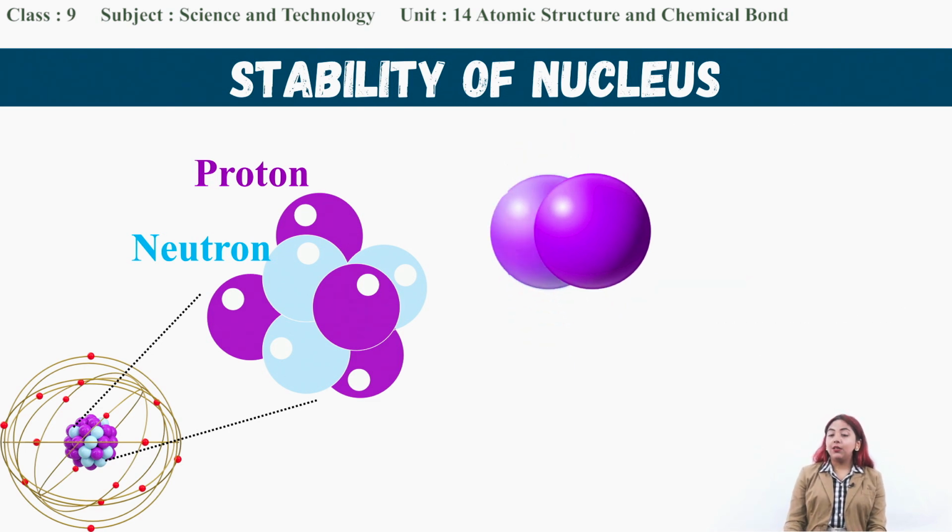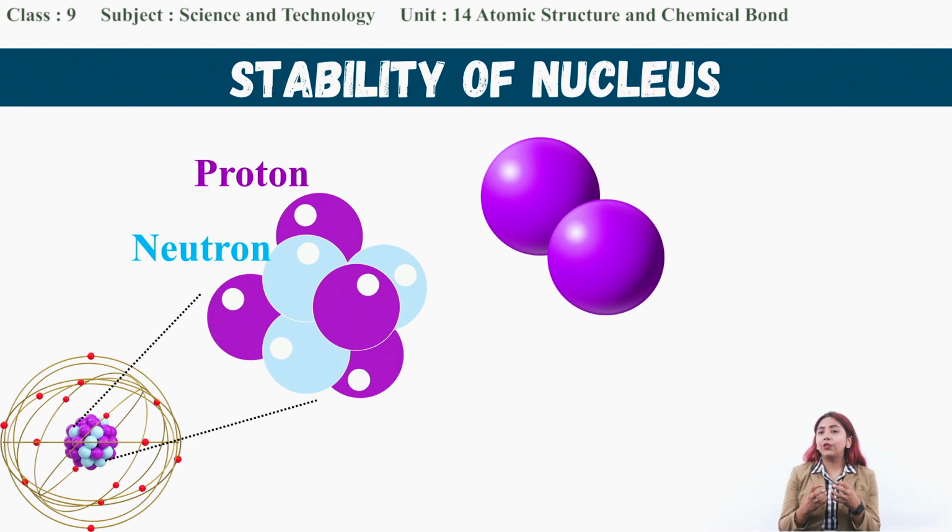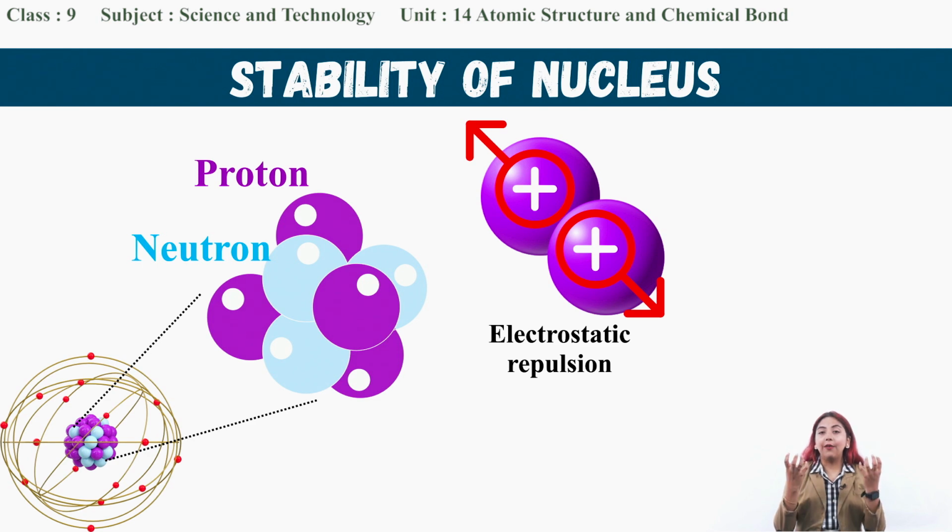Now, since both protons have a positive charge, what type of force do the two protons have between each other? Is it attractive or repulsive? Can you guess? Yes, it is a repulsive force, because since both the protons have a positive charge, they repel each other. So for the protons present inside the nucleus, there is an electrostatic repulsion between the two protons, and they try to move away from each other.